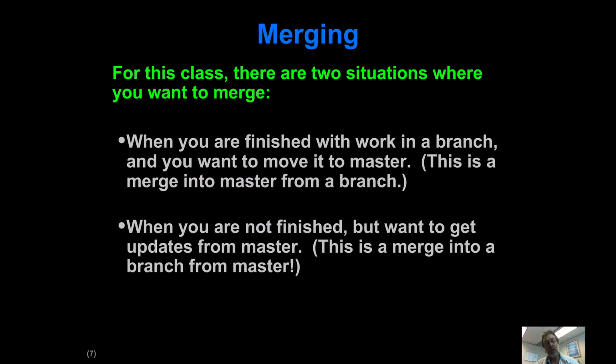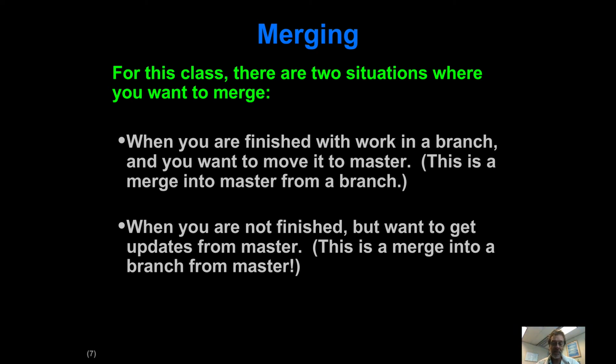So there's two situations. We talked about branching. There's two situations when you want to merge in this class, and they're kind of interesting. The first one is the obvious one. You finish your work in a branch, and then you want to move it into master because you've updated the system. You now have new functionality, and you want the master branch to reflect it. So you're merging into master from a branch.